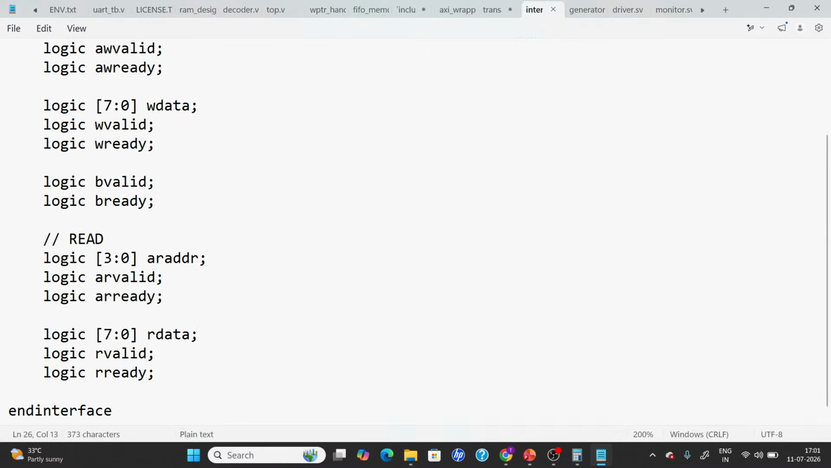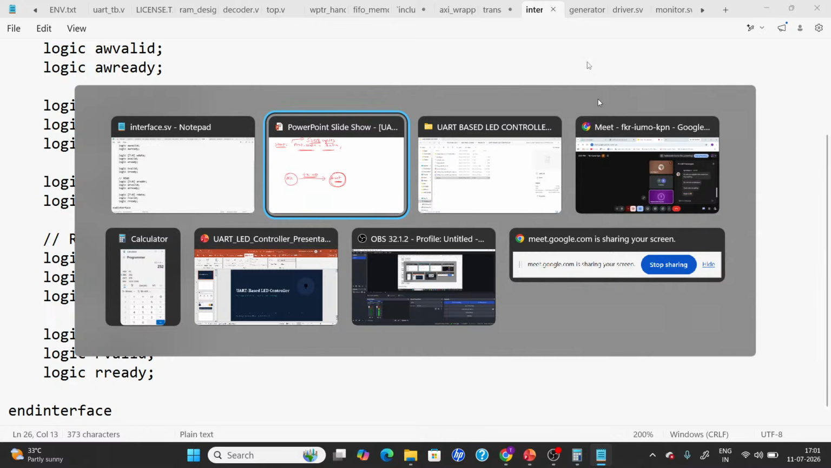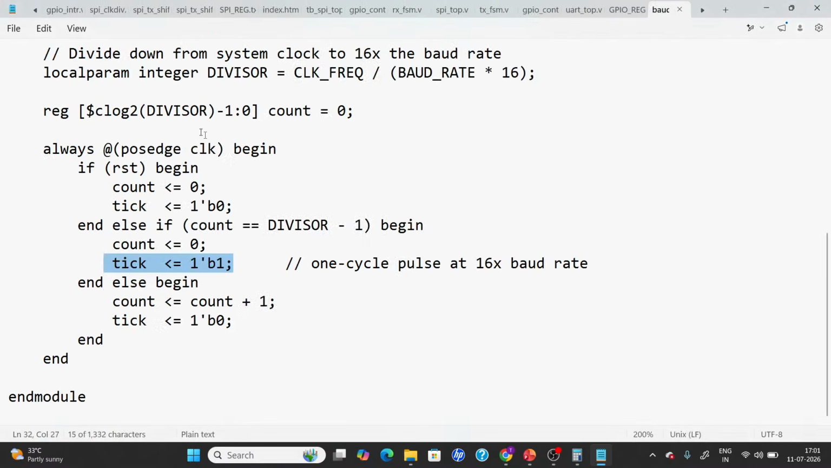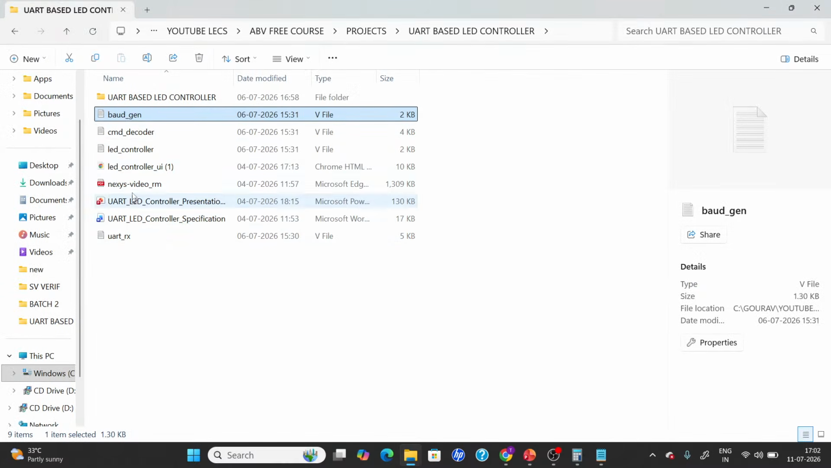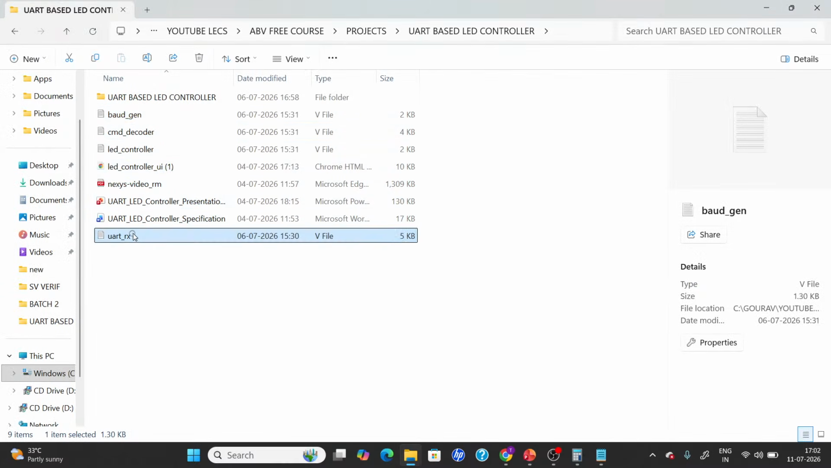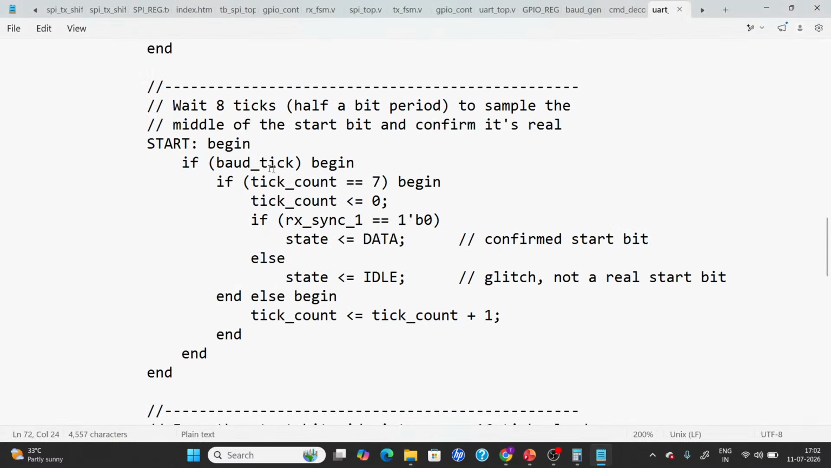So in the baud rate generator model, where is this baud rate generator model? Let me open it. In this baud rate generator model, I'm going to wait up to the divisor. And if this particular count has reached this value, then I'm going to make the tick equal to 1. Now, whenever the tick is made to 1, then if baud tick is equal to 1, we are going to check for the synchronizer. That means if my input is equal to 0, then I'm moving to the data state. This is what I'm going to do.